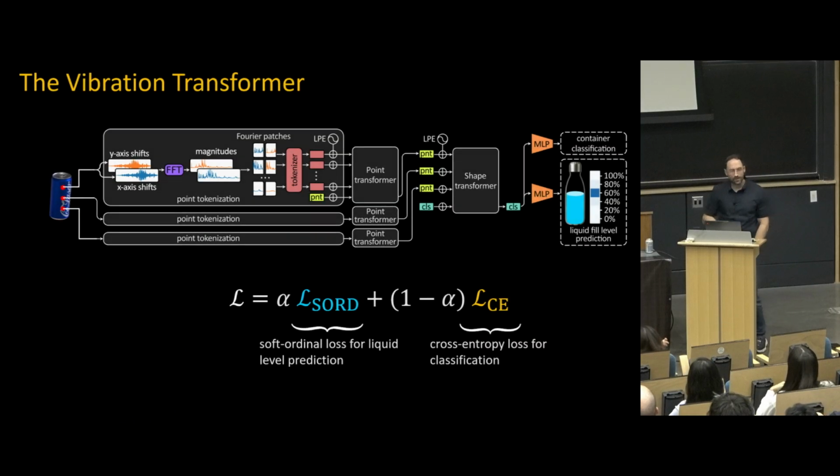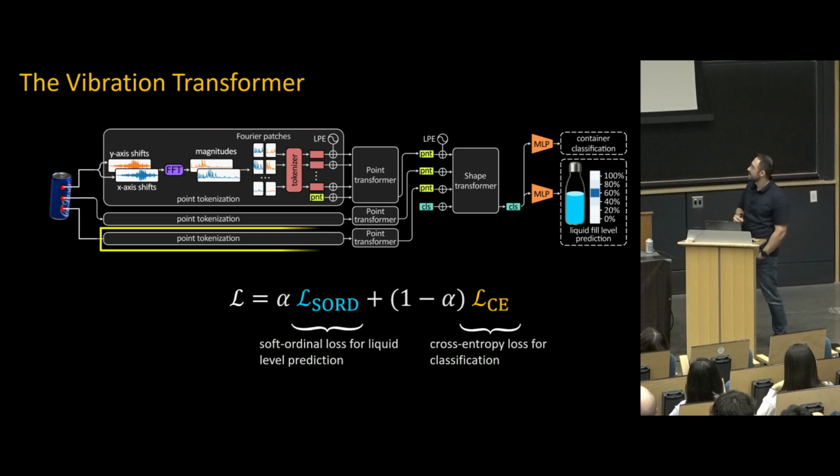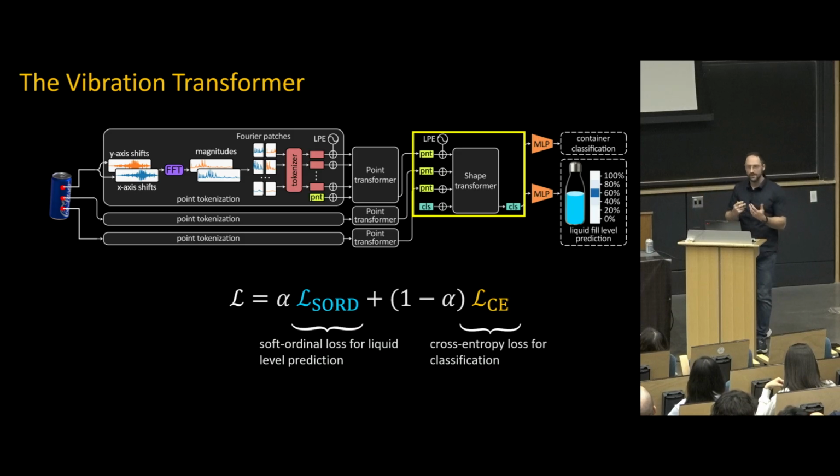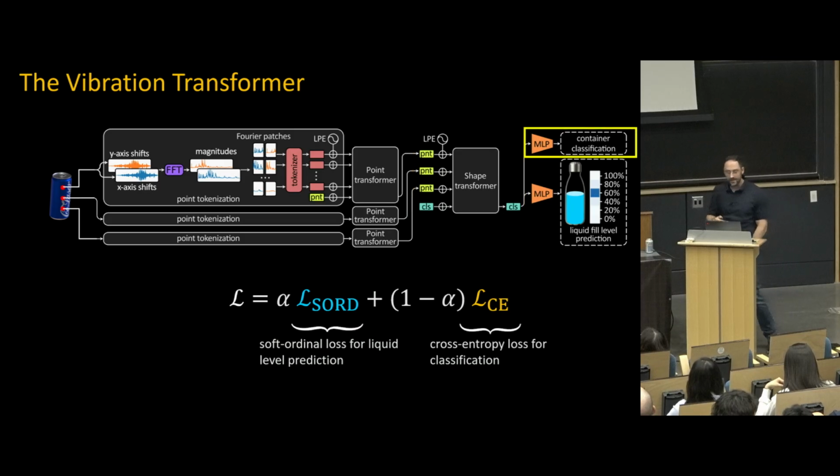Now on the processing side, we take the vibration signal from each point, convert it to the Fourier domain, and then we feed it into our vibration transformer. Now this transformer has two stages. The first stage analyzes the spectrum at each surface point separately. And the second stage basically combines the information across all the points. And on the network output, we have both the container type and the predicted liquid level.